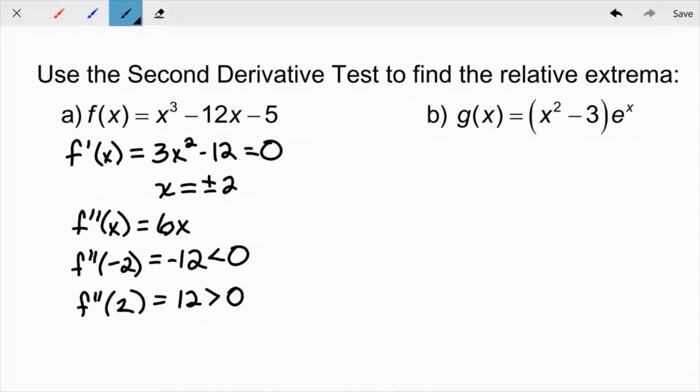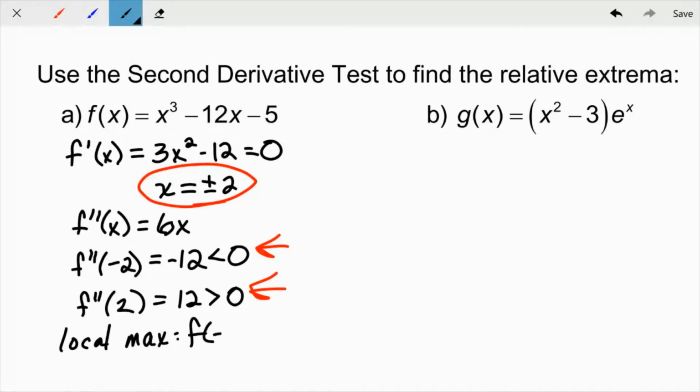So based on the information that I'm seeing here, my critical points, those were the points where the derivative was 0, I can use that second derivative test to say, okay, well, I know that since my graph is concave down at negative 2 and it has a 0 slope, there's going to be a local maximum at x is negative 2, and that would be the function value f of negative 2 is equal to 11.